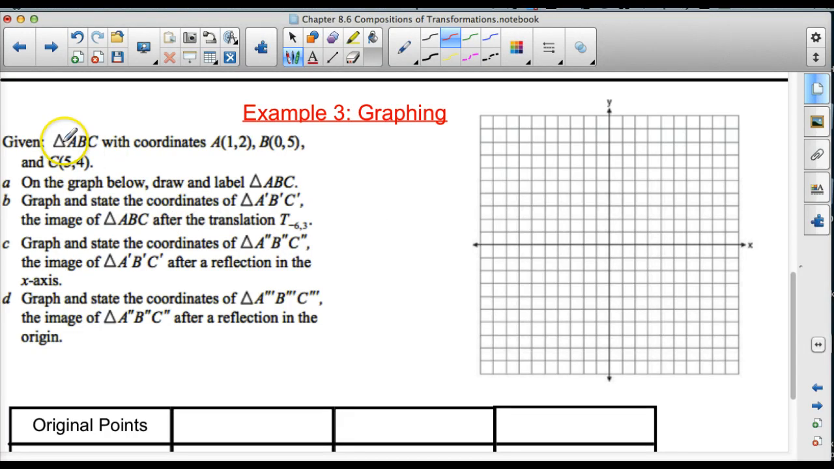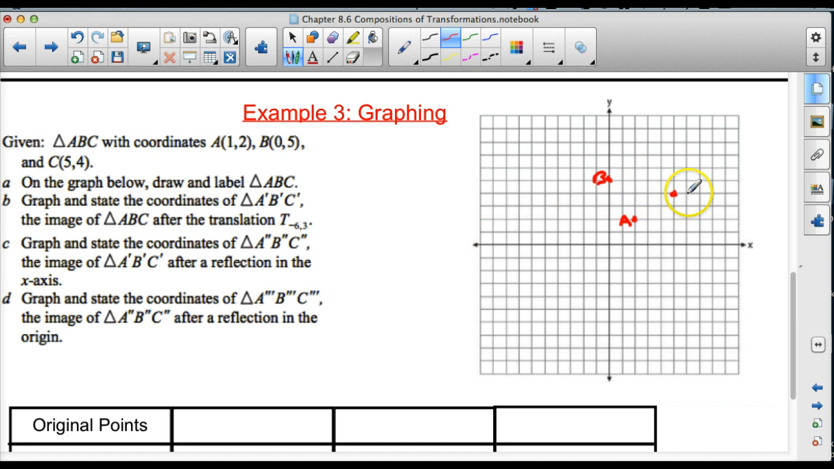And so they gave us these coordinates, A, B, C. A is 1 comma 2, B is 0 comma 5, C is 5 comma 4. And it wants us to first draw and label A, B, C. So let's go. Here's 1 comma 2, that's A, and we'll write A right next to it here. B is at 0 comma 1, 2, 3, 4, 5. That's our B. And C is 5 comma 4. So 1, 2, 3, 4, 5. 1, 2, 3, 4. Alright.